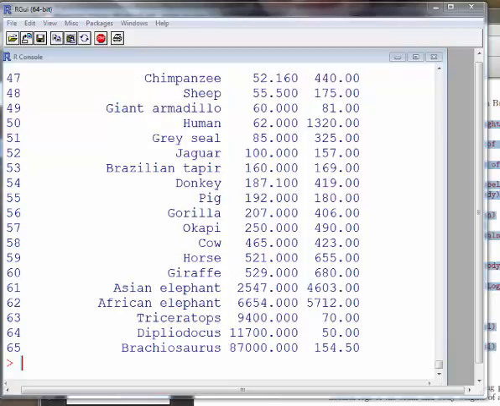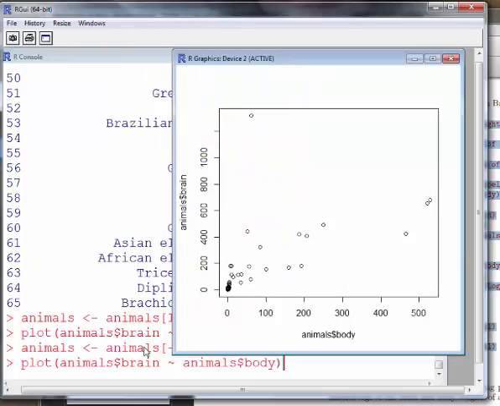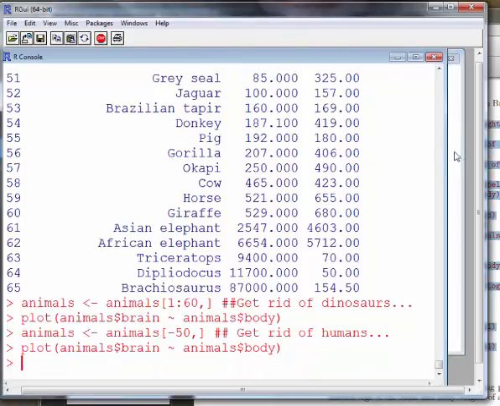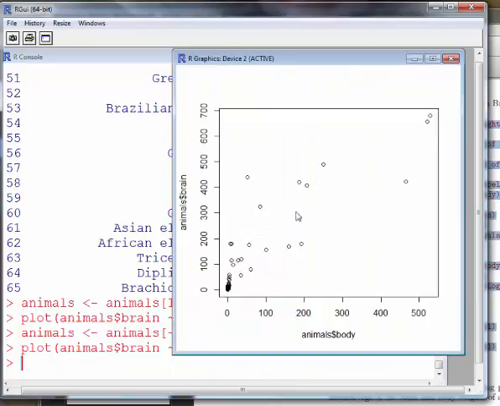I want to get rid of those dinosaurs, and maybe I'll get rid of the humans too. Remember we did that before, and so now I plot. There we go. Now I've just got the animals. No dinosaurs, no elephants, no humans. Now this is looking a little bit better.